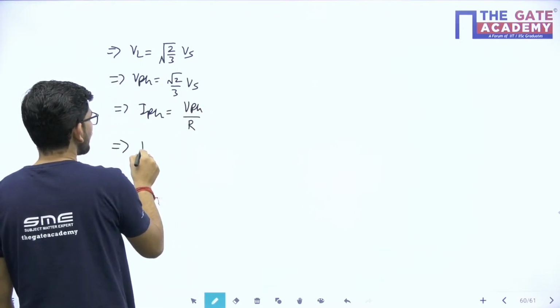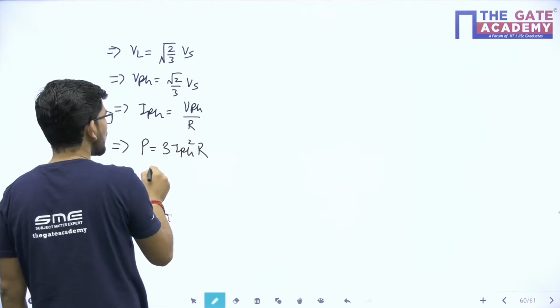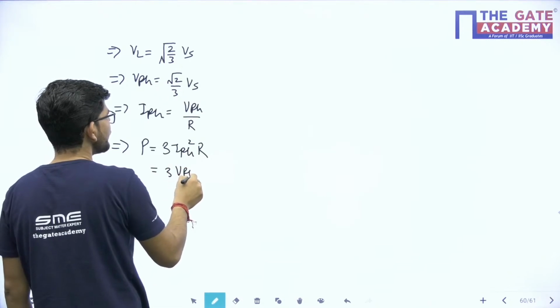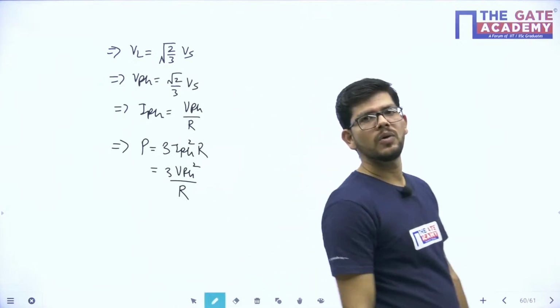After that, if I calculate the power, this is equals to either 3 I phase square R, or I will calculate it from 3 V phase square upon R. This is very important.